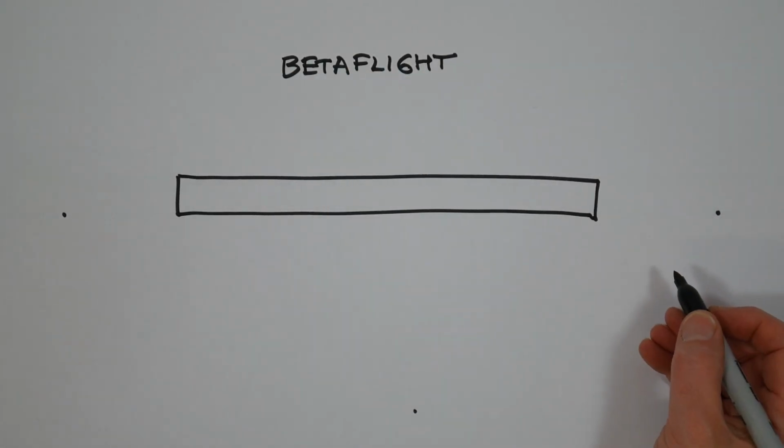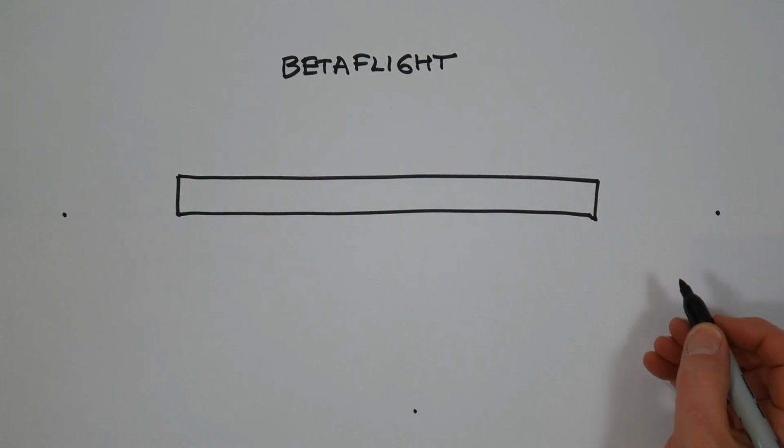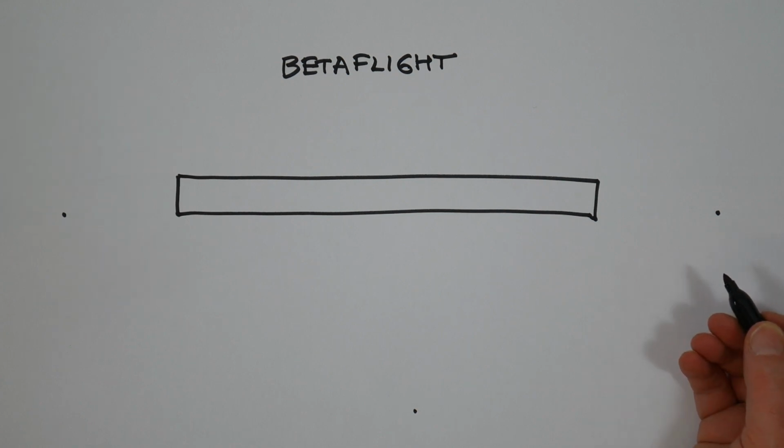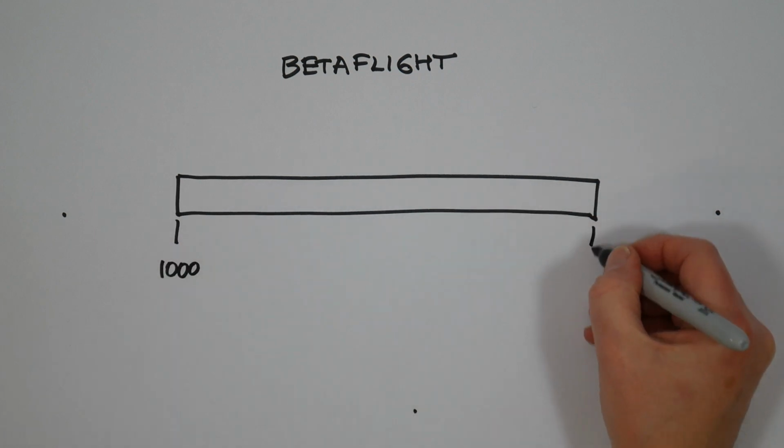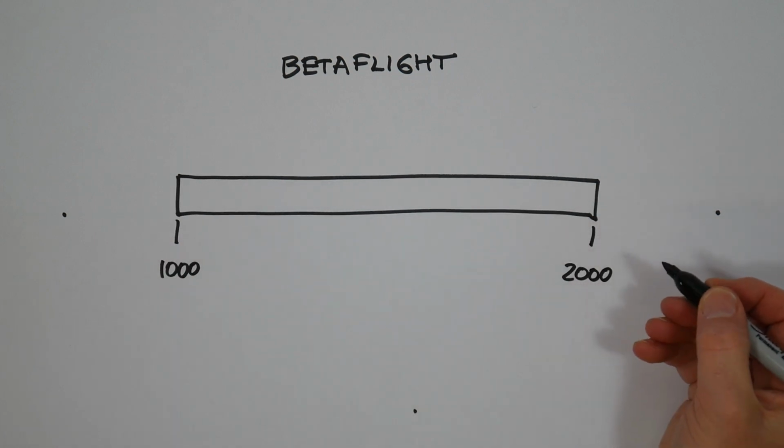So before we start, a bit of background. Betaflight and most other flight controller software is designed to work with certain max and min control values for each channel. And in the case of Betaflight, it's 1,000 to 2,000, like this.